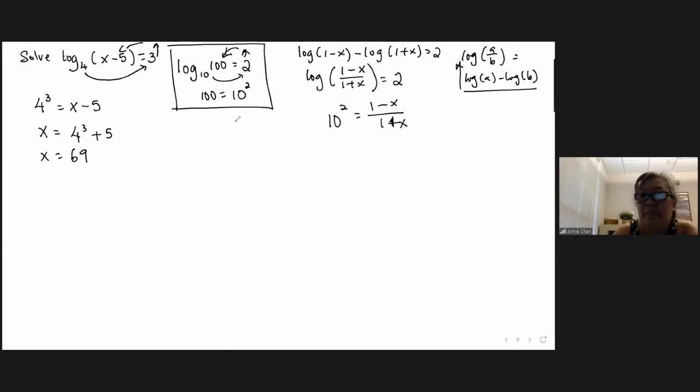Because this is easy numbers, right? And I know for a fact that 10 to the power 2 is 100. If you give me anything else, then I'm doomed.